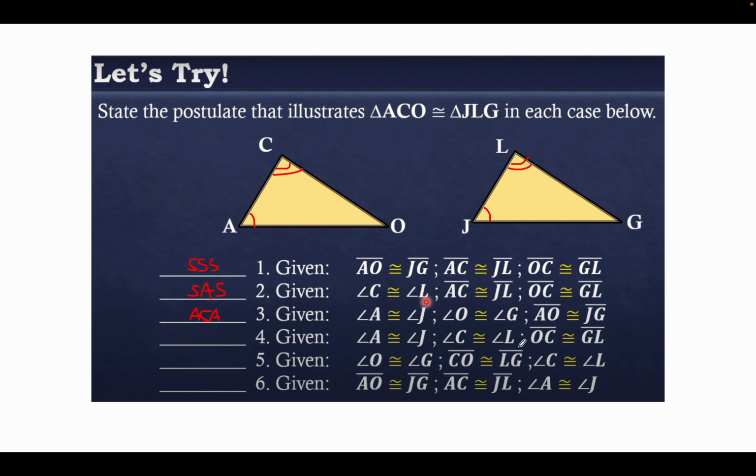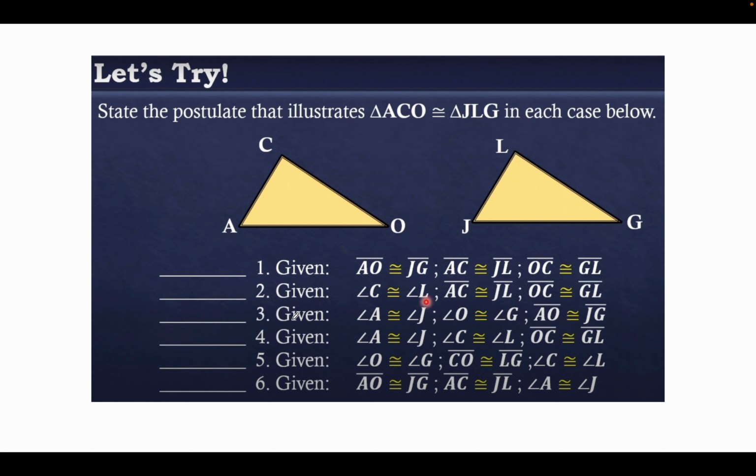Number 4, line segment OC is congruent to line segment JL. Answer? ASA. Congruent ASA, sir. SAA. Is that right? SAA theorem. It's not a postulate, but a theorem.